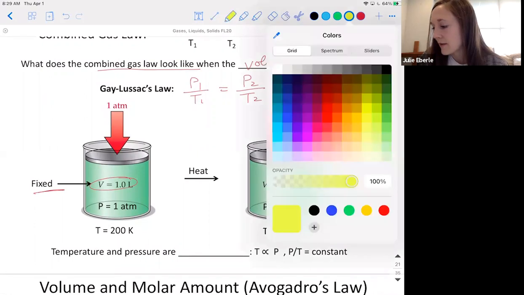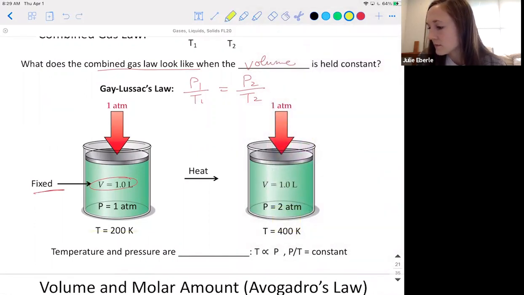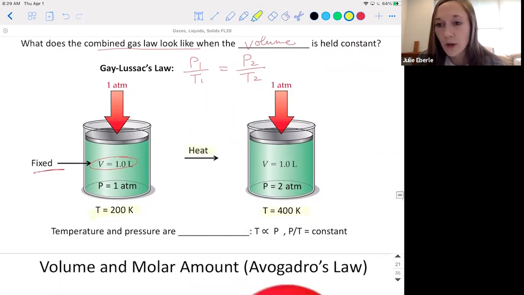So initially we have a pressure of 1 atm at 200 Kelvin. This time, if we heat it up to 400 Kelvin, what happens to pressure? Those particles are moving really, really fast, but we haven't given them any more volume to move around in. So the pressure just increases proportionally. If we double temperature, we double pressure, 1 atm to 2 atm. If we cool down the gas and halve the temperature, we'd halve the pressure. So as one increases, the other increases.